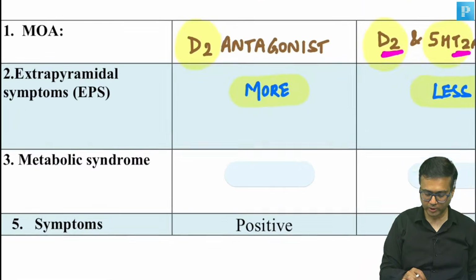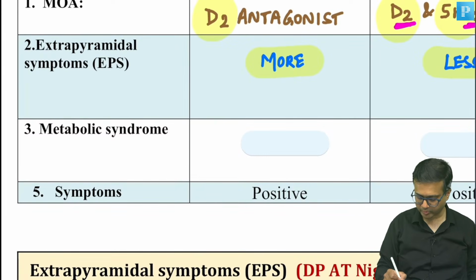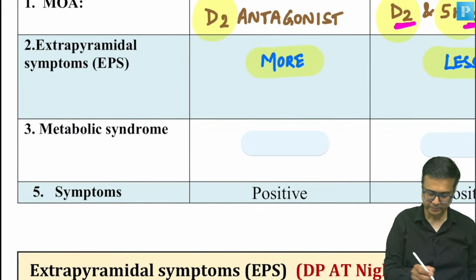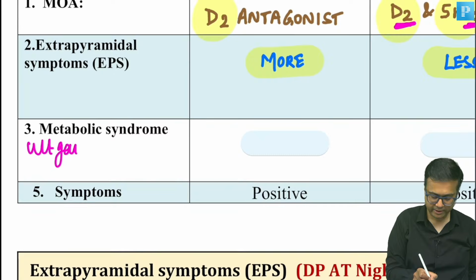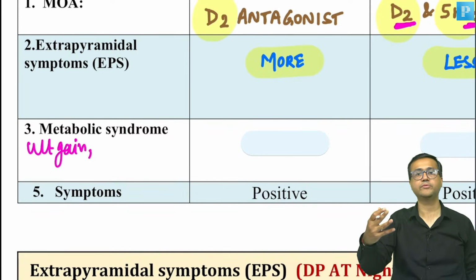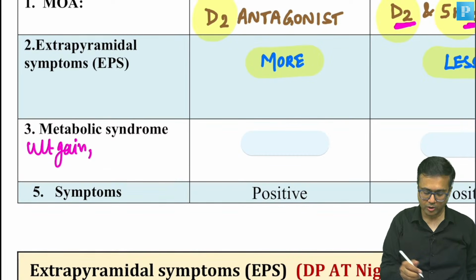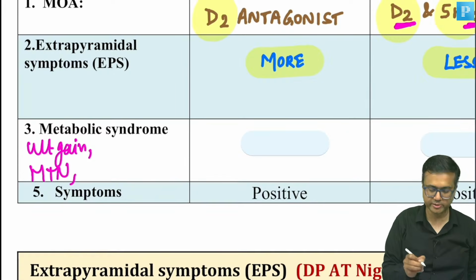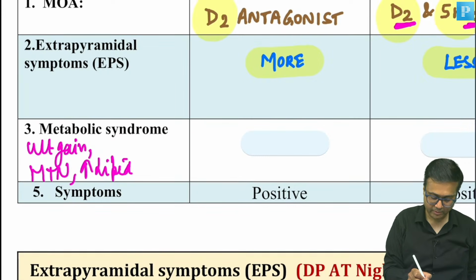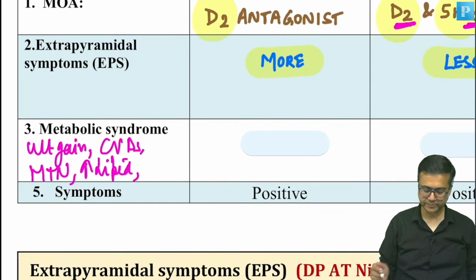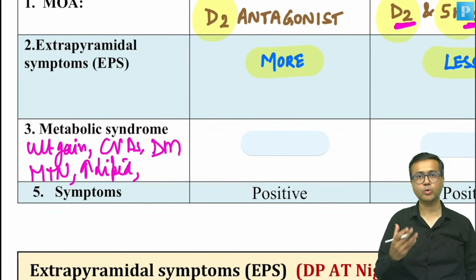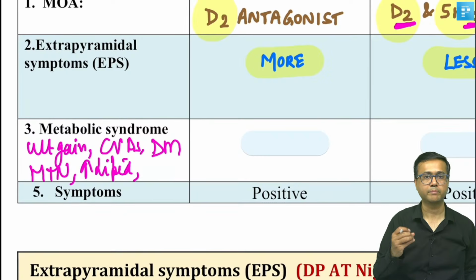But also we talk about metabolic syndrome. Metabolic syndrome means the patient may develop weight gain. Patient says, sir, I am gaining weight since this drug has started, or patient may develop increased blood pressure, dyslipidemia, there may be cardiovascular disease, there may be diabetes. So these are metabolic side effects which can occur with these drugs.